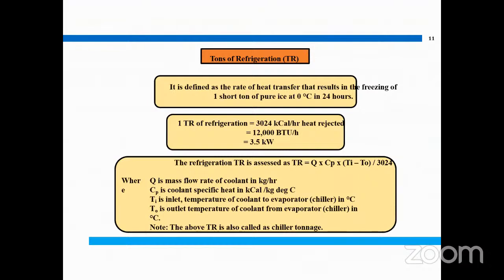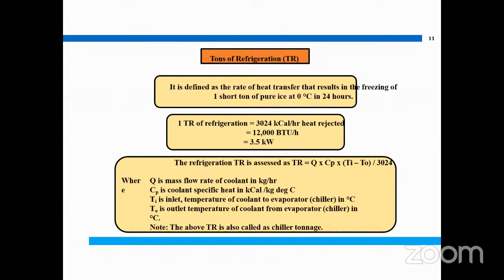Ton of refrigeration, TR. It is defined as a rate of heat transfer that results in the freezing of 1 ton of pure ice at 0 degree C in 24 hours. 1 TR refrigeration equal to 3024 kilocalories per hour, heat rejected. Also, it is equal to 12,000 BTU per hour, also equal to 3.5 kilowatt.